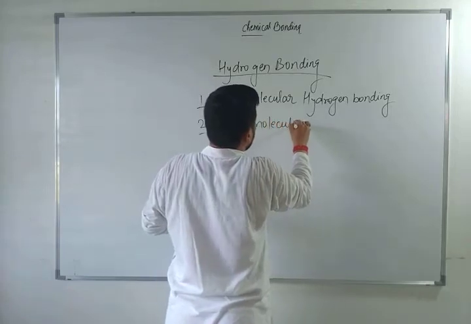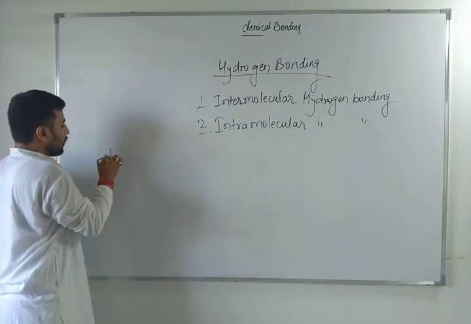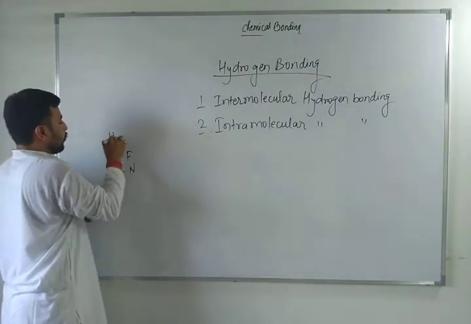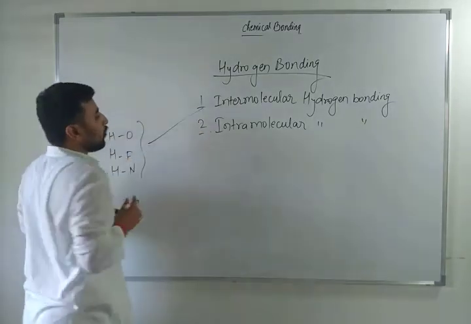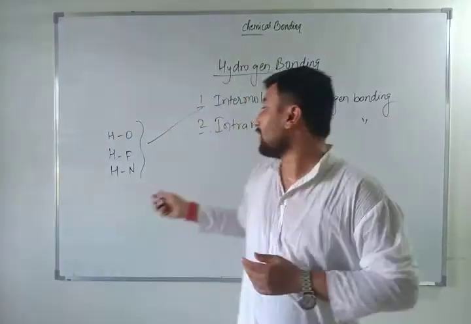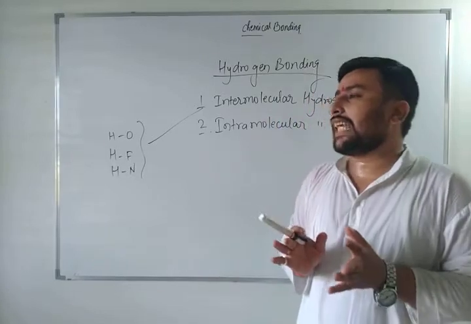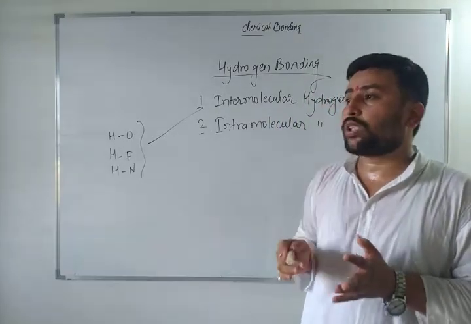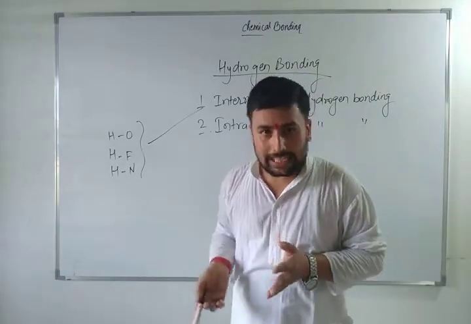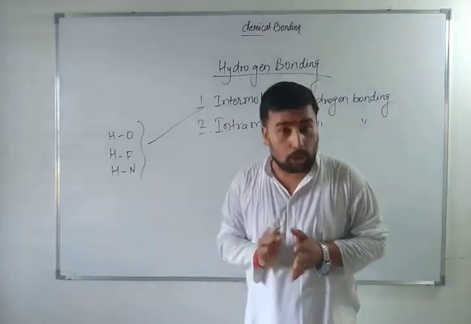Intramolecular. What do you understand by inter and intra? Intermolecular hydrogen bonding means HF, HN, HO. These three are intermolecular hydrogen bonding. If I talk about the other atoms, you can see H2O, hydrogen bonding occurs with another H2O, HF with another HF, NH3 with another NH3. So here there is an intermolecular hydrogen bonding.